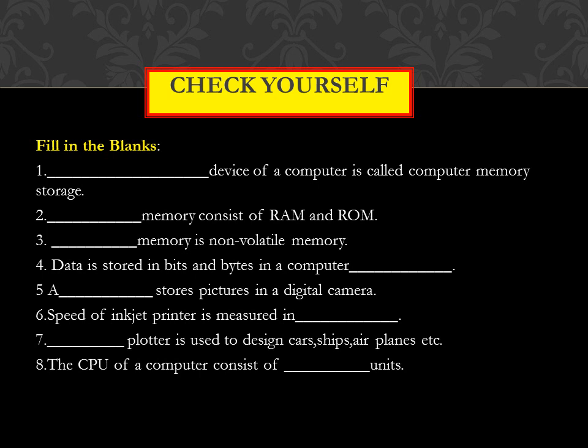Fill up the blanks. First, the blank device of a computer is called computer memory storage. Second, blank memory consists of RAM and ROM. Third, blank memory is a non-volatile memory. Fourth, data is stored in bits and bytes in a computer blank. Fifth, a blank stores pictures in a digital camera. Sixth, speed of an inkjet printer is measured in blank. Seventh, plotter is used to design cars, ships, airplanes, etc. Eighth, the CPU of a computer consists of blank units.